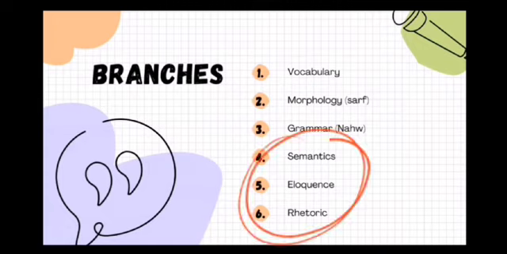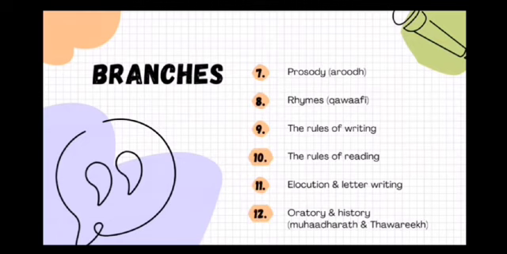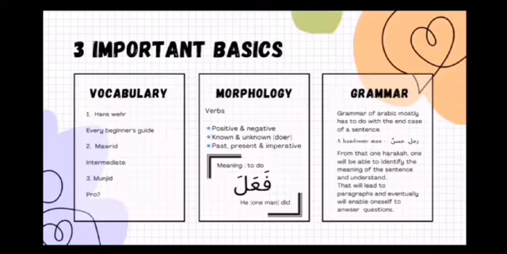Numbers 4, 5, and 6 have to do with spoken Arabic, while numbers 7 and 8 have to do with Arabic poetry. 9, 10, 11, 12 are just what it says. So the first three important basics, starting with vocabulary.